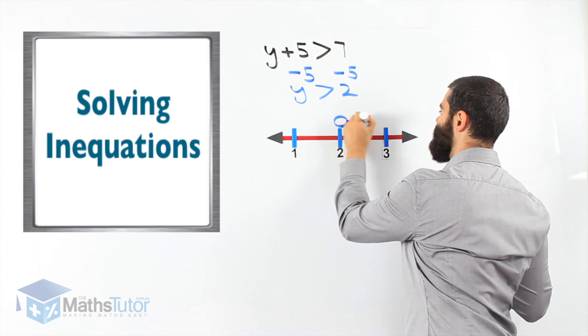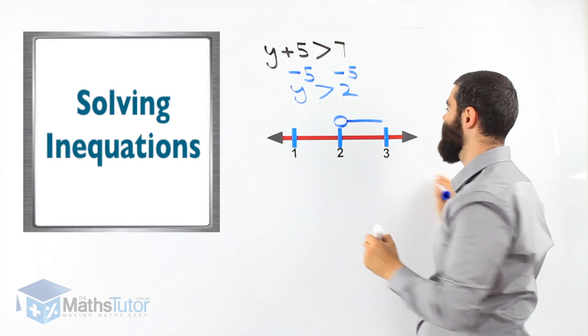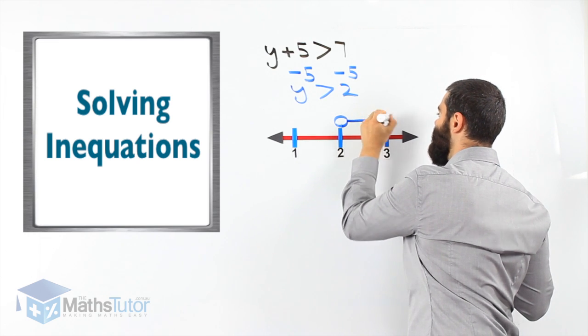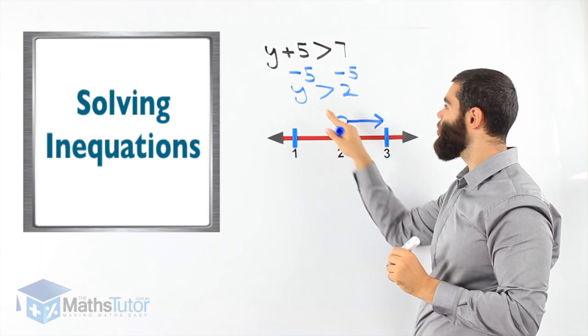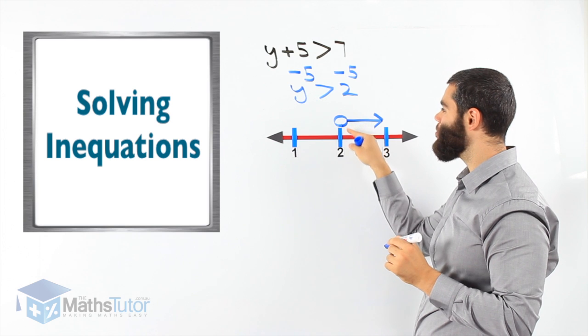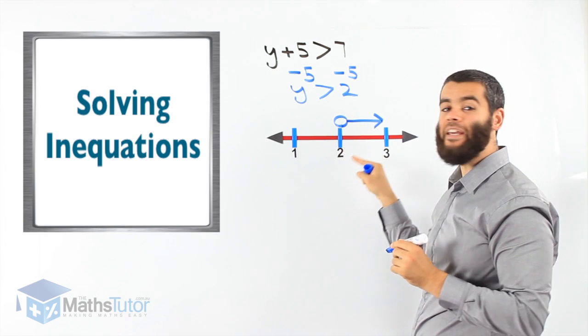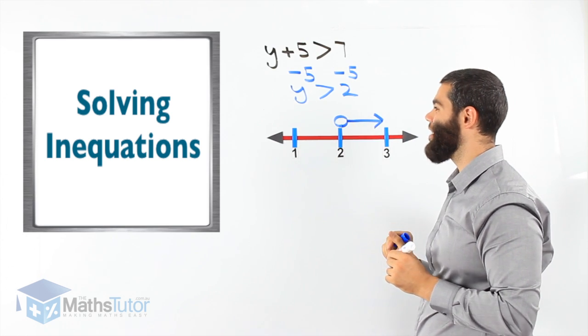So we're going to point to the greater than side, to 3, 4, 5, all the way, and we show an arrow to show that it's continuous. So this is graphing the solution for y is greater than 2. Very easy. We draw the hollow circle to show that it doesn't equal 2, but it's greater than 2. The arrow shows that it's greater.